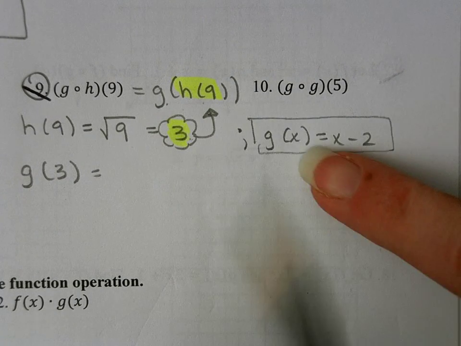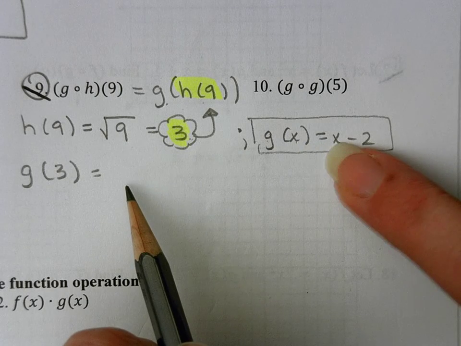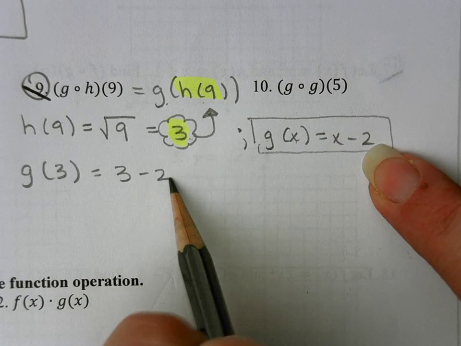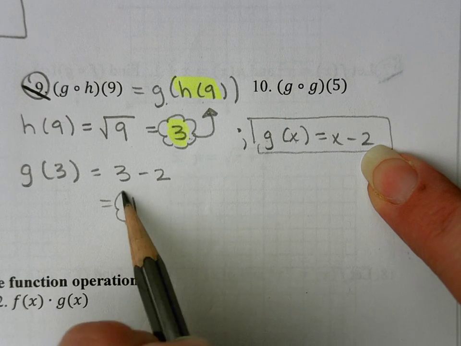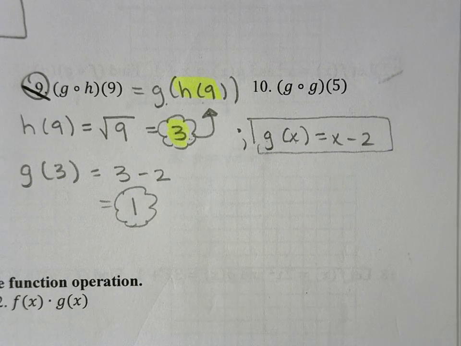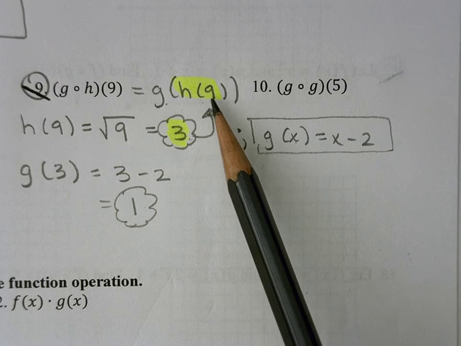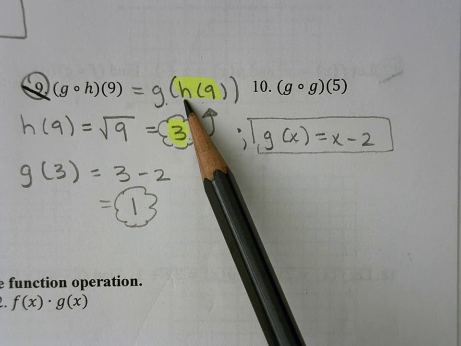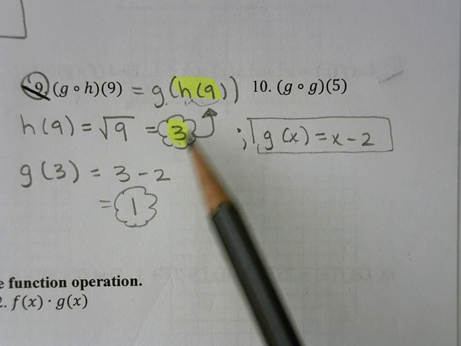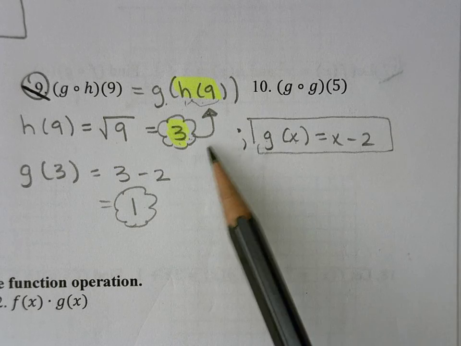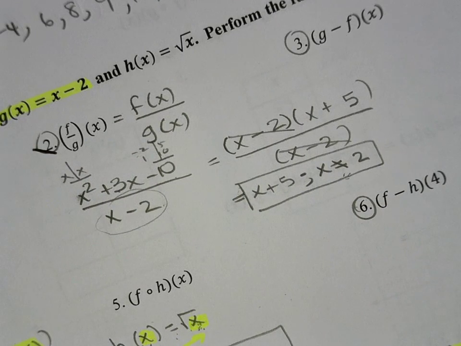So now I'm going to replace x with 3. So g of 3 equals, instead of x minus 2, it will be 3 minus 2. And then 3 minus 2 is 1. And then that is my final answer. Okay? So 1 is my final solution. So I put 9 into h, right? So 9 went into h, and that's how I got square root of 9, which was 3. And then now 3 goes into g, and 3 minus 2 is 1. Okay, then the back side.